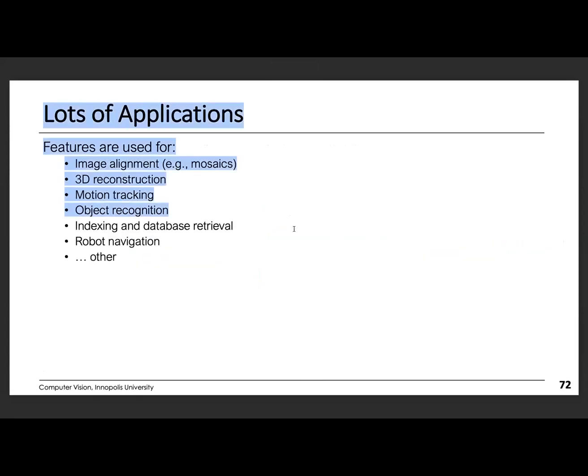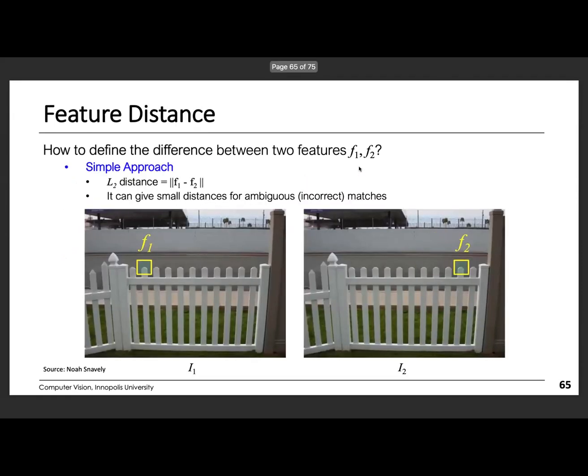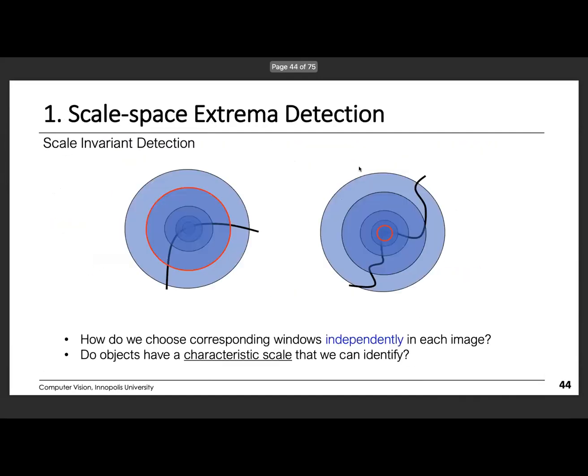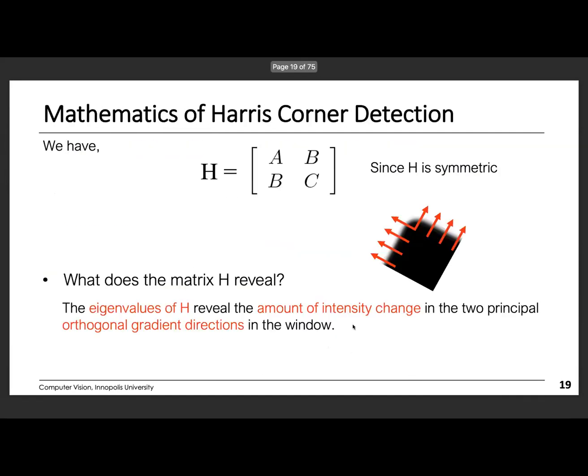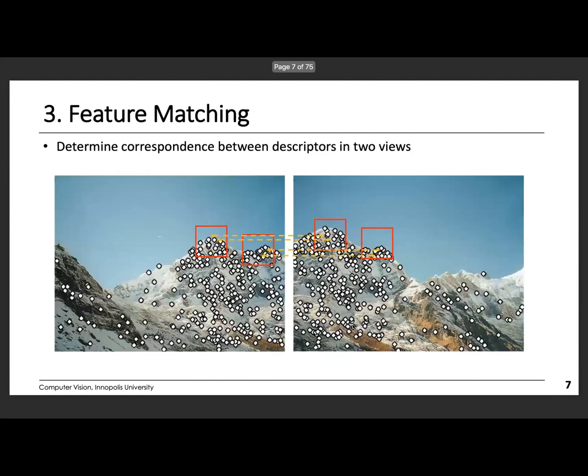So the application areas are quite, as we said, quite limitless. For example, we have image alignment, 3D reconstruction, motion tracking, object recognition, indexing, robot navigation, etc. So the applications of this technique are limitless, right? And what we have seen for today are the following.